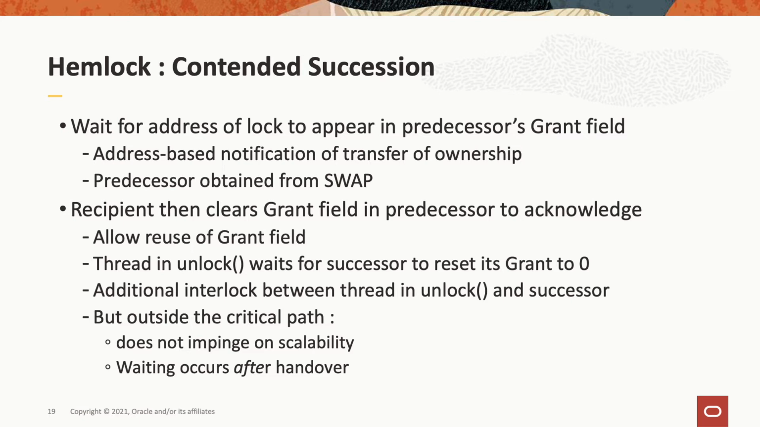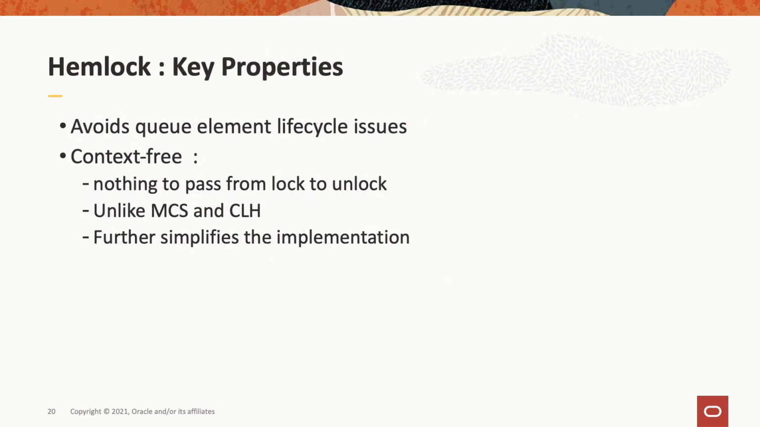This represents an additional interlock or delay between the thread in the unlock path and its successor. That sounds like a bad thing, but I'd point out that waiting is outside the critical path and does not impinge on scalability. So, Hemlock avoids queue element lifecycle issues by virtue of the fact that it doesn't use queue elements. It's also context-free in the sense that there is no information that needs to be passed from the lock operation to the corresponding unlock operation, as there is with MCS and CLH. This further simplifies the implementation.